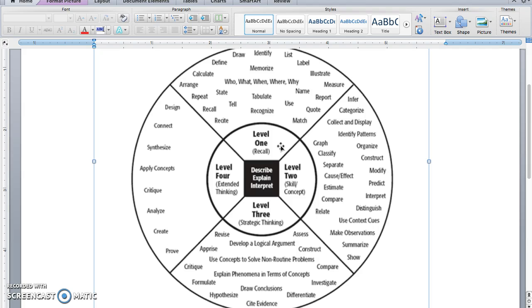And you can see here that going clockwise throughout the circle, the skills within each level progressively become more complex cognitively and ultimately more rigorous to promote deeper thinking, which should be the intended progression for how we develop our lessons and our units.